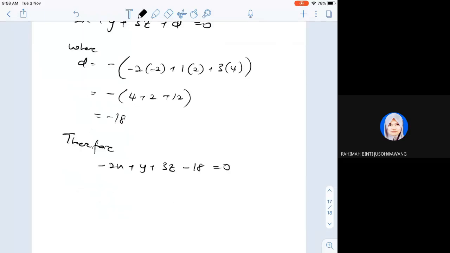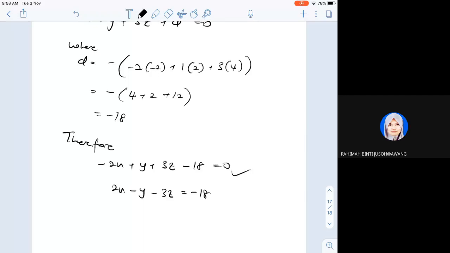Okay, this one we will have 2x minus y minus 3z equals to negative 18. Right? It's the same. So you can answer like this or like this. You must be confused, right? Yes, but it's the same. Okay, so that's the answer for question number 21B.